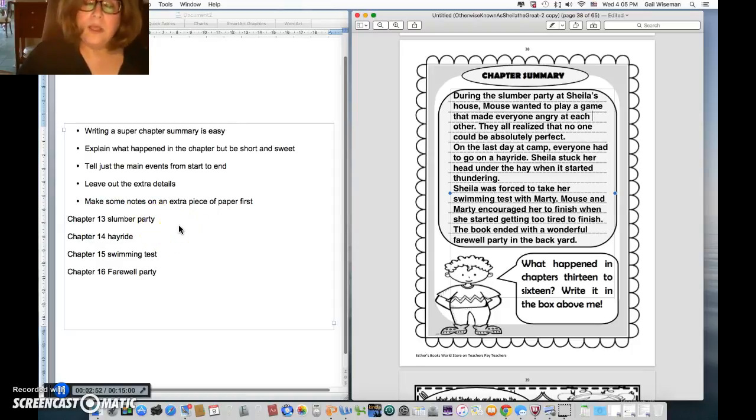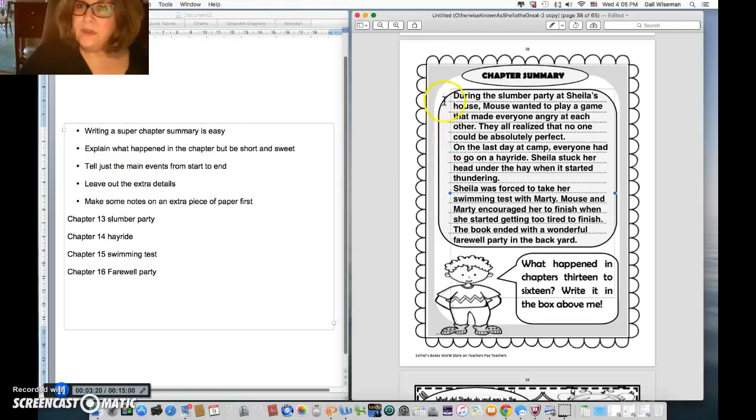I could. I can talk about the toothpaste on the toilet seat, which was hilarious, but I'm leaving that out. I know everybody read the book, so it's not necessary to include all of the details unless I ask you to include all of the details. Just the main events from start to end, short and sweet. That's the deal. Let's move on to the next paragraph.